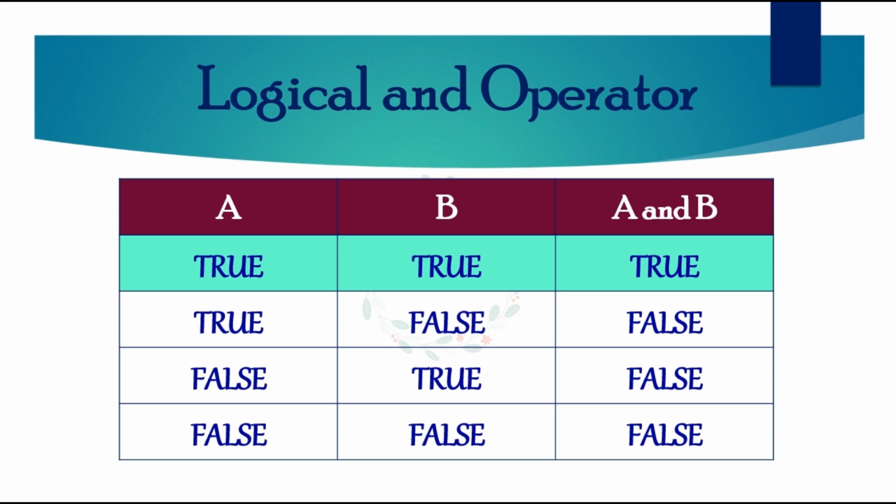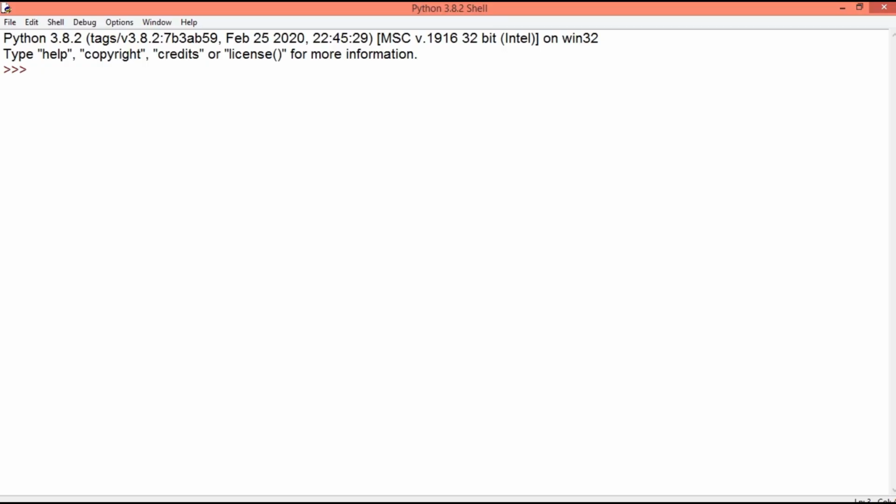So in this table you can see I have two operands A and B. The value of A and B are the combinations of true and false values. So when A and B both are true, the expression will result into a true value. Otherwise, the expression A and B will generate a false result. So let's see some examples of logical AND operator.